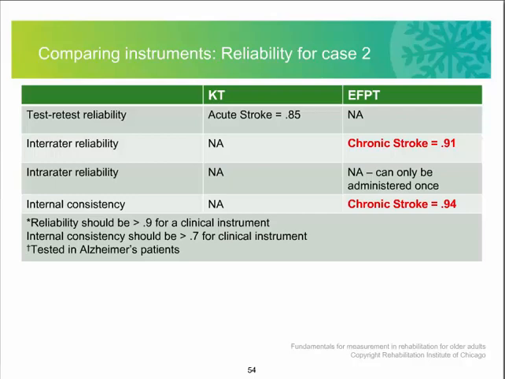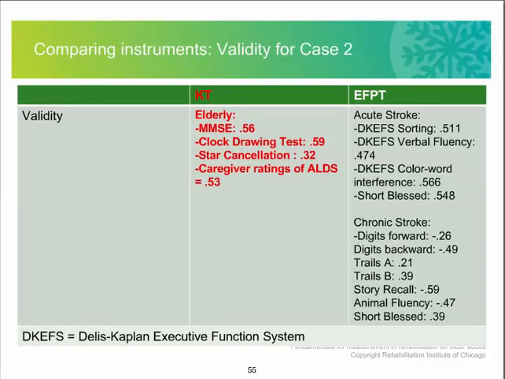Reliability is higher for the EFPT than the KT, and the reliability coefficient is above the 0.9 threshold for clinical utilization. This indicates that the EFPT may have better reliability for this clinical situation. The Kettle test has been tested in the elderly population for validity. It has an acceptable correlation with the MMSE, which is a cognitive impairment screen.